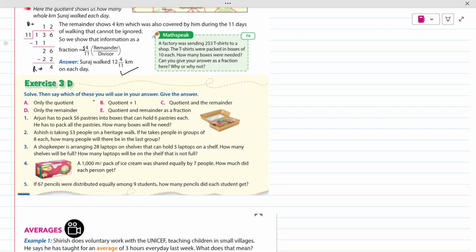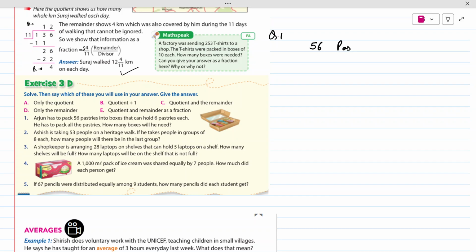Question number 1 I'm picking. Arjun has to pack 56 pastries into boxes that can hold 6 pastries each. He has to pack all the pastries. How many boxes will be needed? So what is given to us here is that the total number of pastries to be packed here is 56.